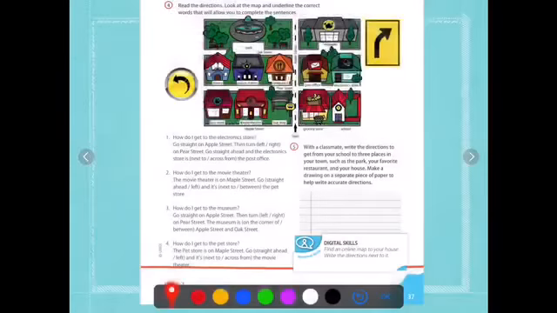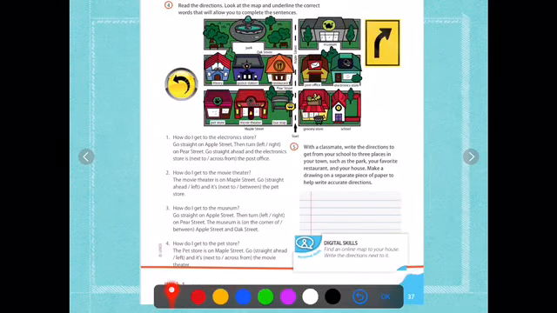What's going on here? Let's check number 2, because we already did number 1 together before leaving. Number 2 says, how do I get to the movie theater? Now we need to identify where the movie theater is, and it is there. Now, how am I going to get there? Go straight on Apple Street, which is going to be this one here.